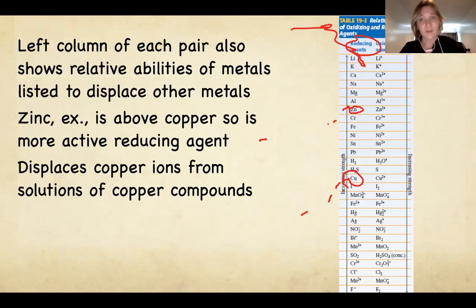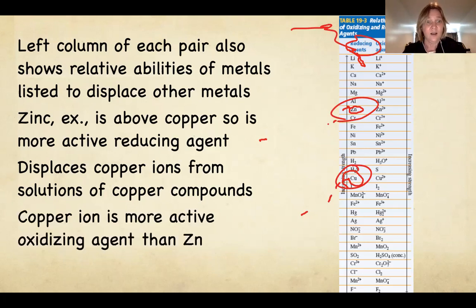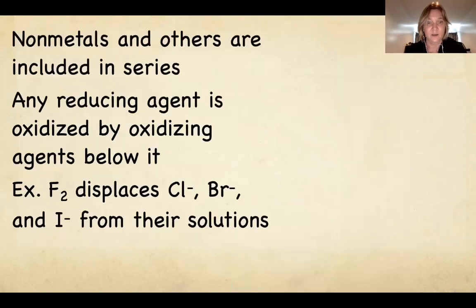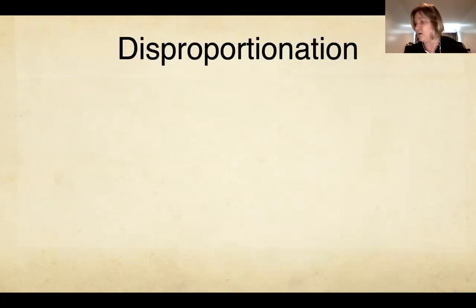Okay. Anywho, so zinc is above copper, which means it is a stronger reducing agent, which means it is going to displace copper ions from solution of copper compounds. And so the copper ion is a more active oxidizing agent than zinc. And so then you can predict what will happen if you put two of these metals together based on their strength of oxidizing and reducing. Same thing for nonmetals.